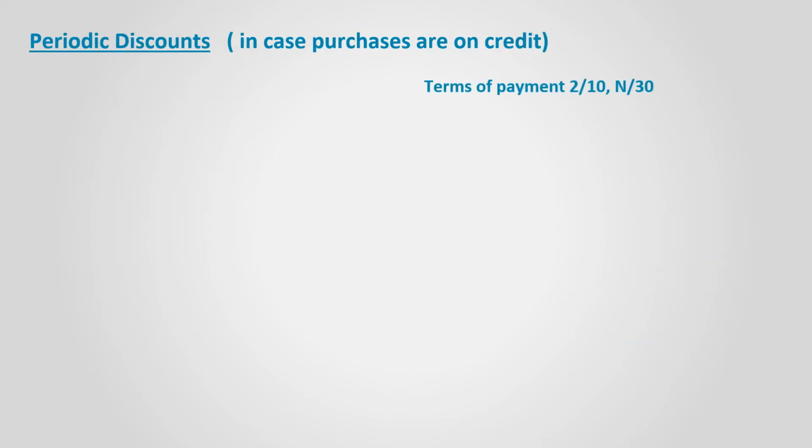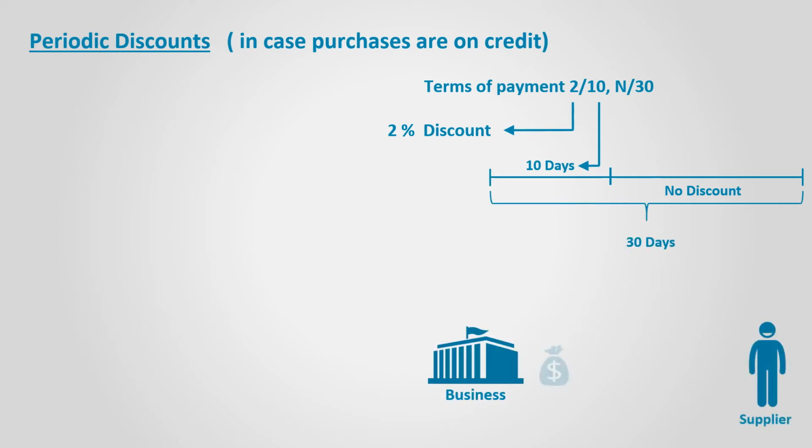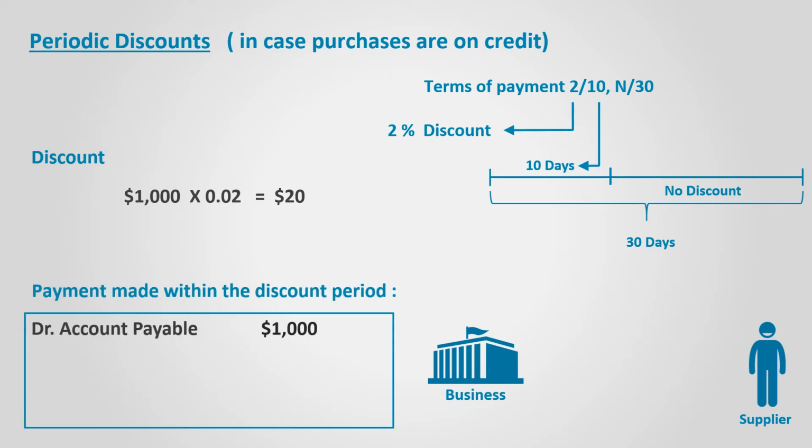So what does 2/10 net 30 mean? It means that the business could take a 2% discount if it paid within 10 days. Otherwise, it would pay the whole amount in 30 days. If the business pays within the discount period, which is 10 days, it would take a $20 discount. The entry would be debiting the accounts payable by the full amount, as the business owes nothing to the supplier after paying the amount due. Then purchase discount is credited by $20 and cash is credited by the rest, which is $980.